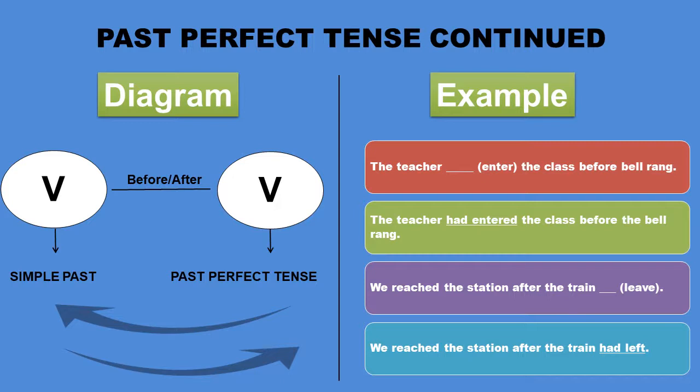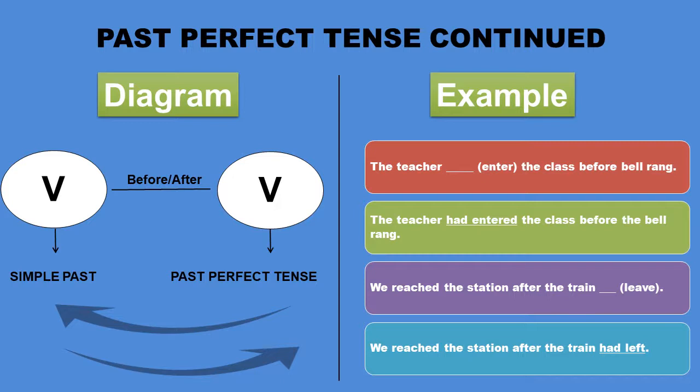Now you see, we have the signal word before here, and one verb is there, rang, which is the past tense form of ring. So if we look at the diagram, it is very much clear which part is missing. The part which is missing is past perfect tense. So your answer would be: the teacher had entered the class before the bell rang.